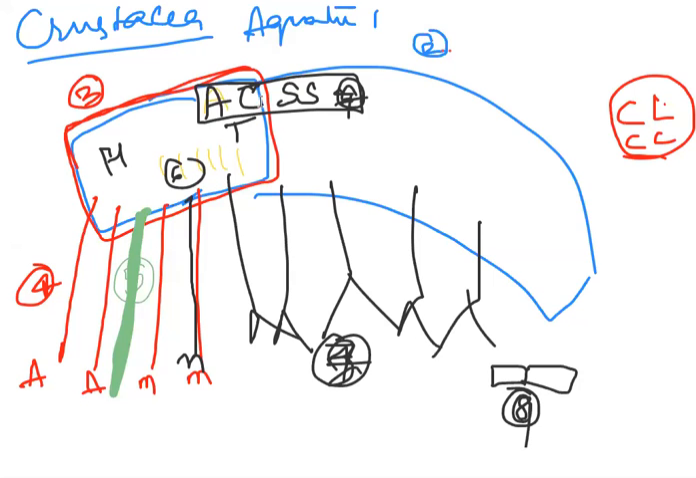Next, sense organs include antennae, compound eyes, and statocyst. Yeah, antennae, compound eyes, and statocyst are for sense organs. Next, what does this line show? Biramous appendages. Thoracic and abdominal appendages are biramous. Next, indirect development with many larvae.